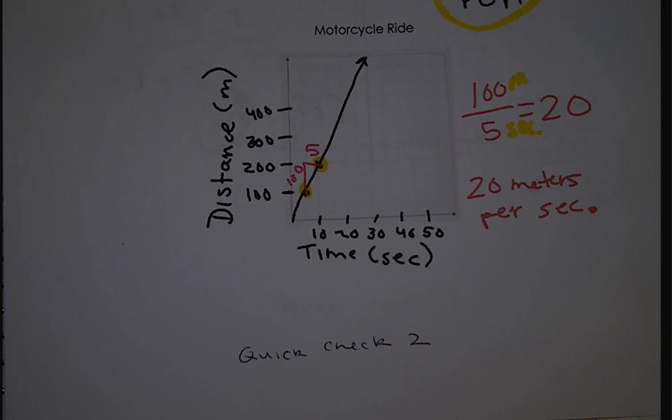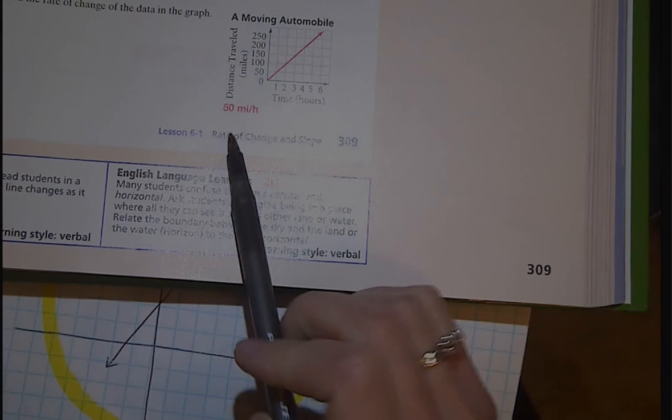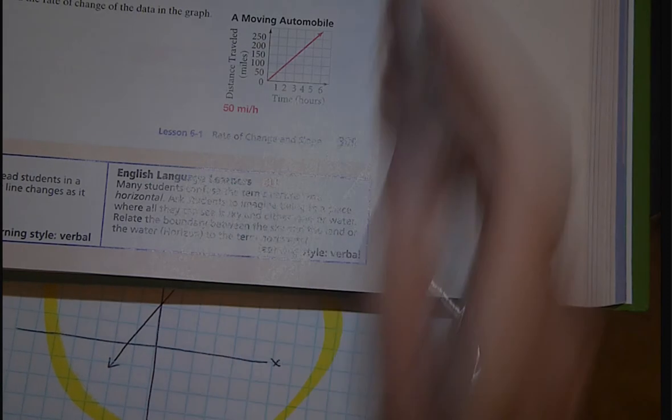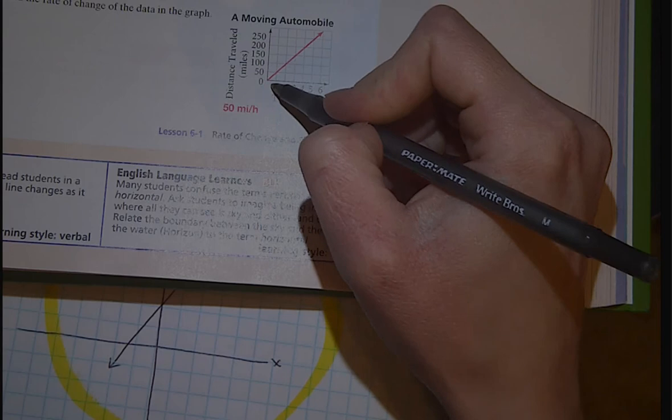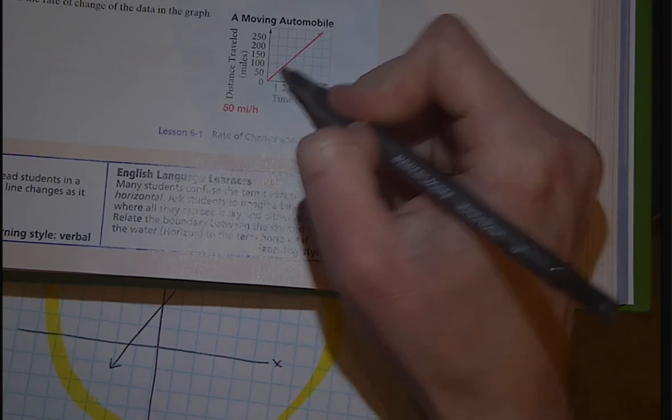Okay, welcome back. So on quick check 2, you had a graph that looked like this, and you should have had 50 as your rate of change for the data in the graph. So you'd want to pick 2 easy to read points, which lots of these are easy to read points. That's an easy to read point, that is, and so on.